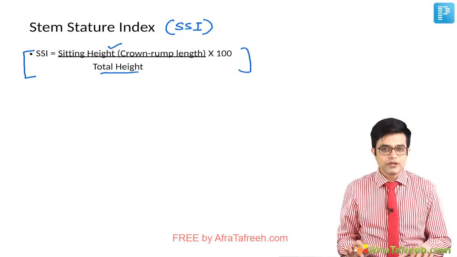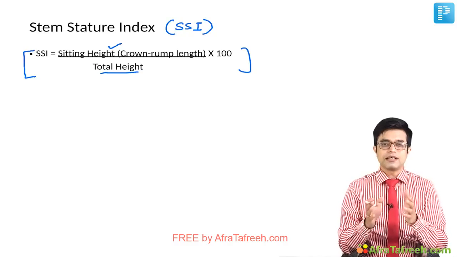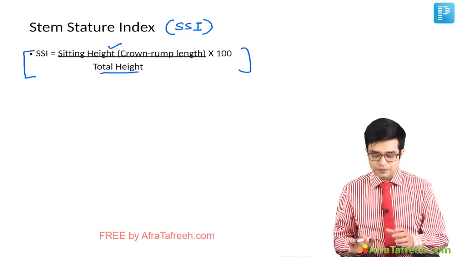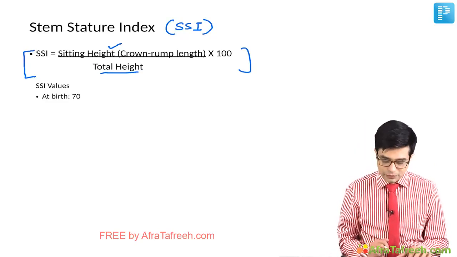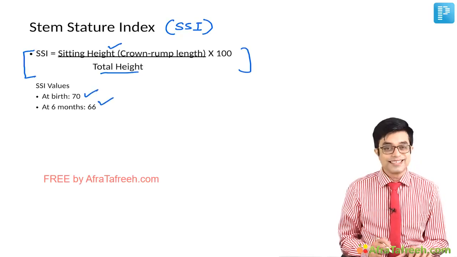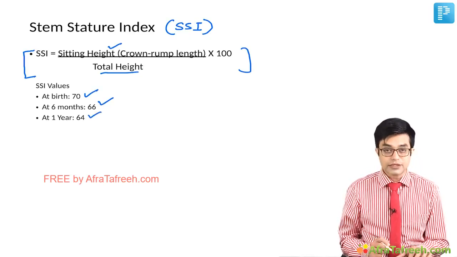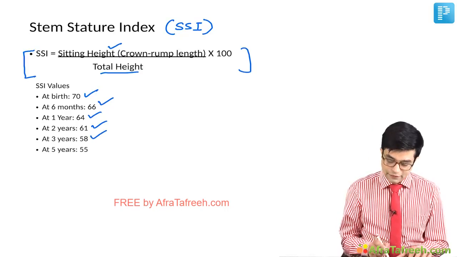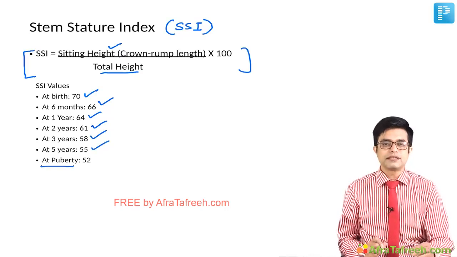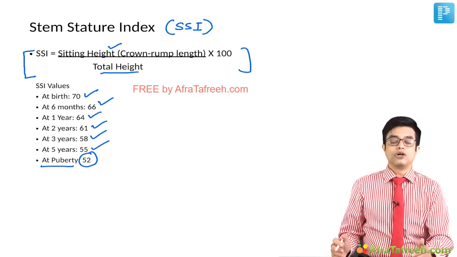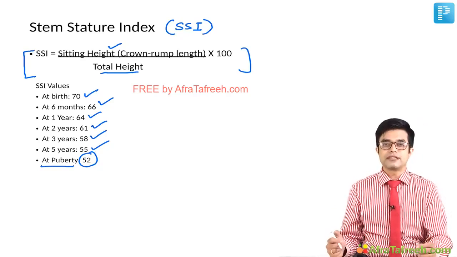So what is the interpretation? As age advances, the upper segment to lower segment ratio tends to fall down. So the SSI also tends to fall down. First, SSI value at birth is found to be 70. At 6 months, it becomes 66. At 1 year, it becomes 64. At 2 years, it becomes 61. At 3 years, it becomes 58. At 5 years, it becomes 55. And at the time of puberty, usually SMR stage 3, it is found to be around 52 in case of adolescents. So this is the stem stature index that we follow.